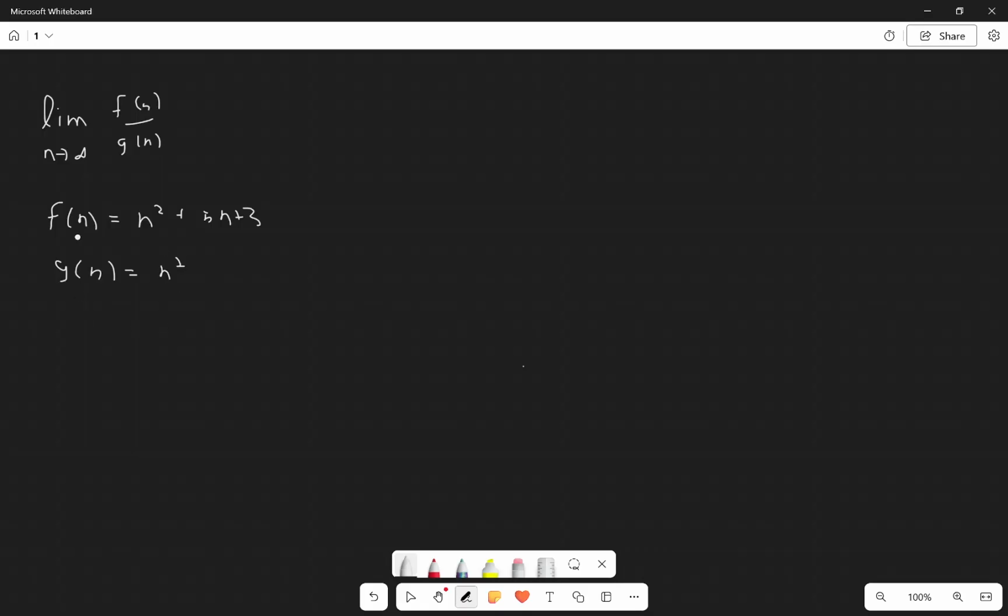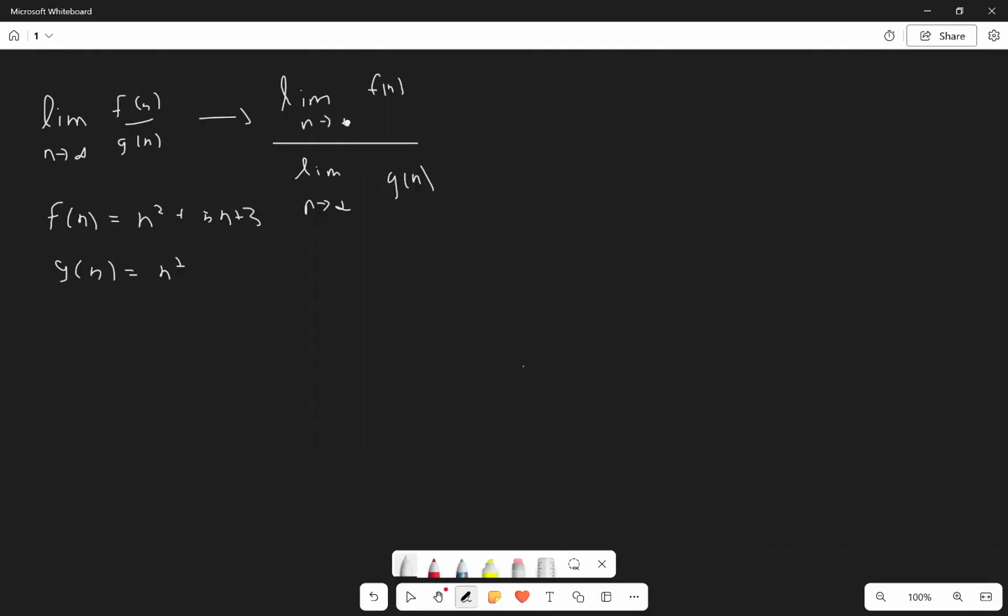Alright, so you can get the candidate like this. So you can write it like this: limit n goes to infinity of fn divided by limit n goes to infinity of gn. So both of them mean the same thing.